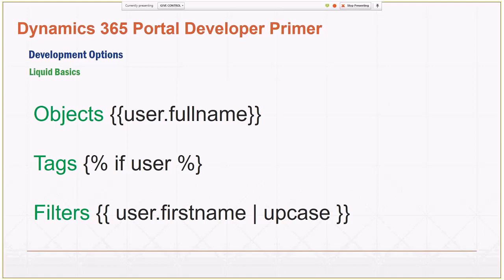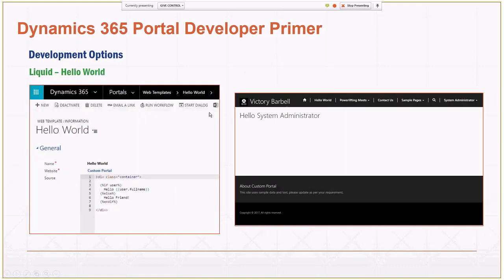Then there are also tags. Here I have an if user, which really means if any user exists. This is where we can control what we're displaying on the portal. And then there are filters. Here I can see the user first name, and I'm going to move that to uppercase, things like that. I'm actually going to show you some examples now before we move on.